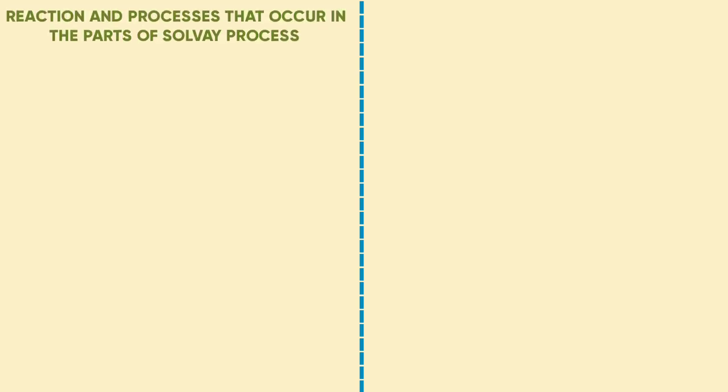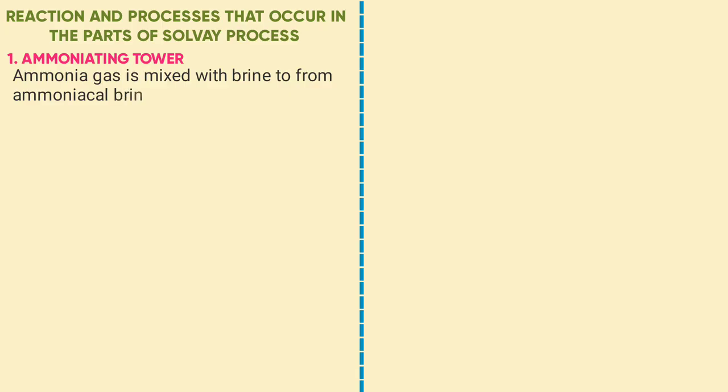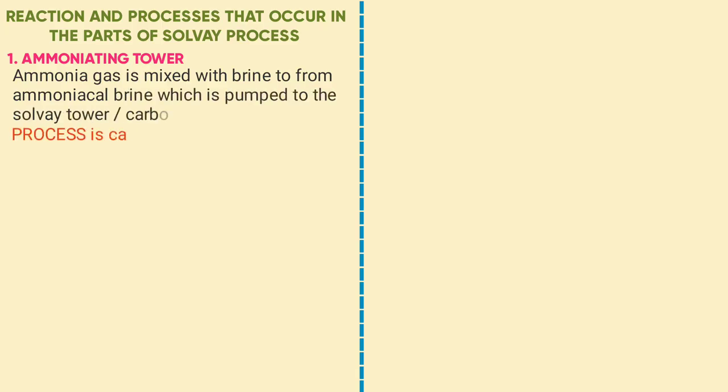Now, the reactions and processes that occur in the Solvay process include the first part, which we call the ammoniating tower. Ammonia is mixed with brine to form ammoniacal brine, which is pumped into the carbonator. The process that occurs there is called ammoniation.